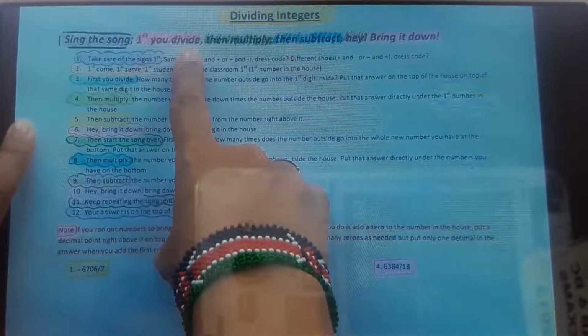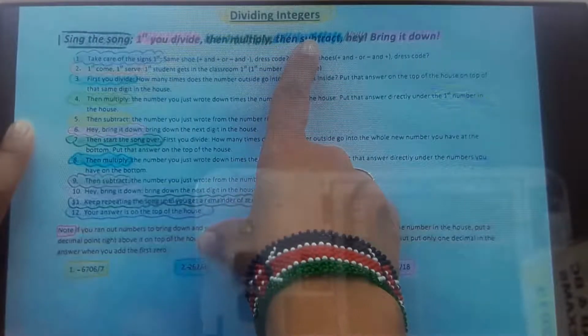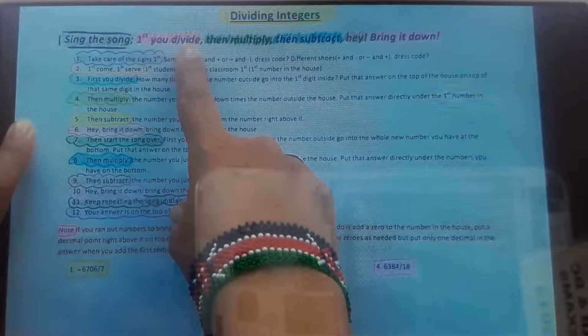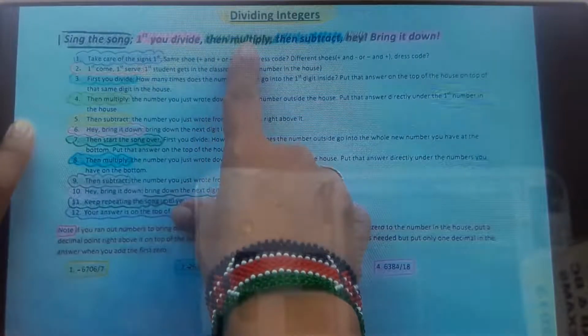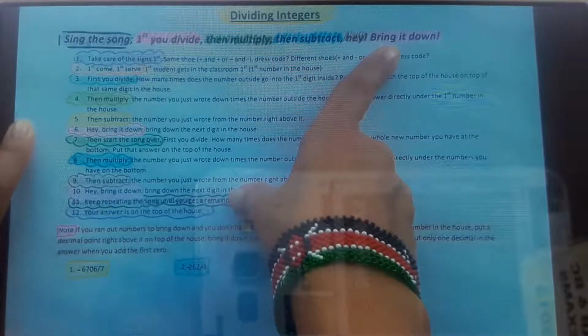Alright, so you're going to sing this song, and the song goes, first you divide, then multiply, then subtract. Hey, bring it down. I'll do it again. First you divide, then multiply, then subtract. Hey, bring it down. So we're going to sing this song all year long.